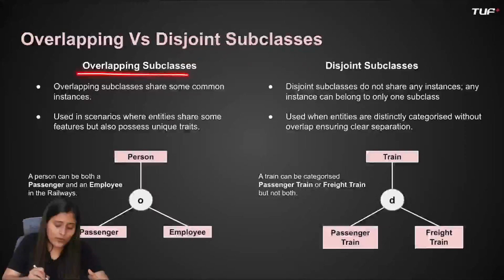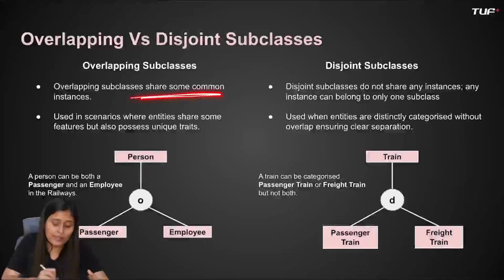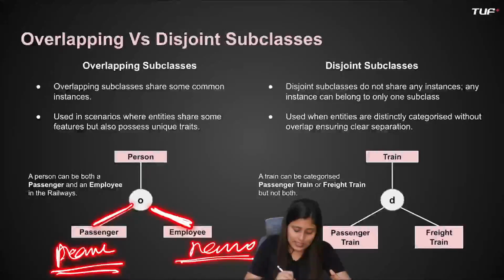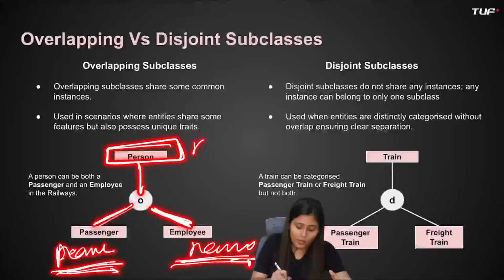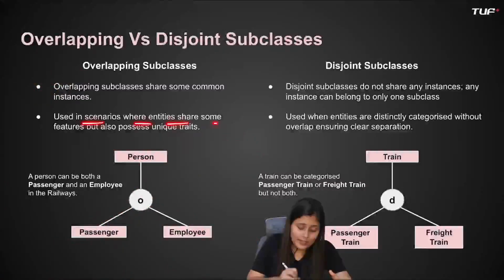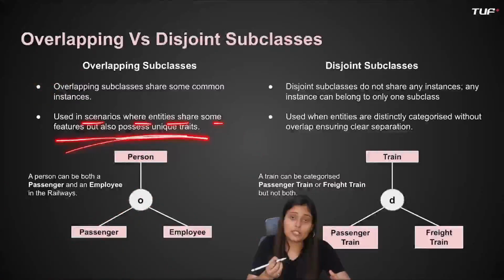In the case of overlapping subclasses, what happens? This happens when some entities share some common instances. Like if a passenger entity and an employee entity are there, and passenger has a name attribute and employee also has a name attribute, so basically name is there in both passenger and employee. We will then have a new entity with that common attribute, here name. That is called overlapping. It is used in scenarios where entities share some features but also possess unique traits.